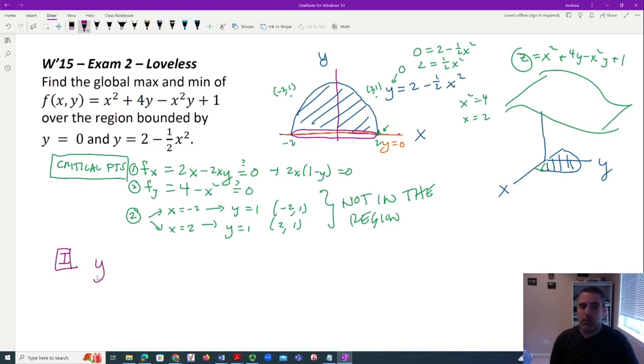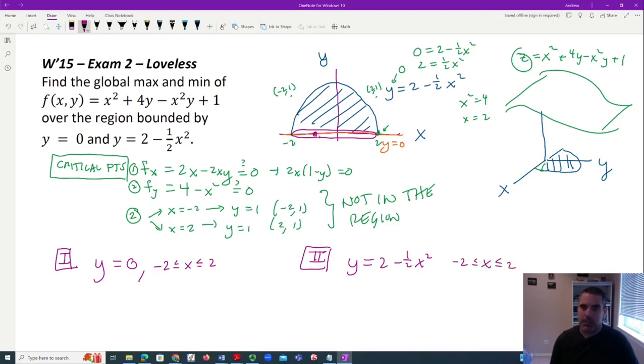So the first boundary is y equals 0. And the second boundary is y equals 2 minus 1/2 x squared. And I could even say a little more. Not only is it y equals 0, but I know that x is between 2 and negative 2. And I also know here that x is between 2 and negative 2.